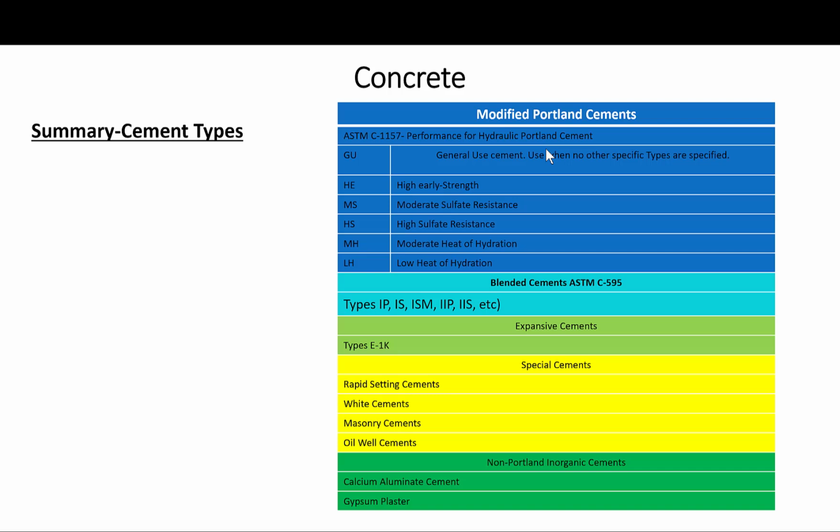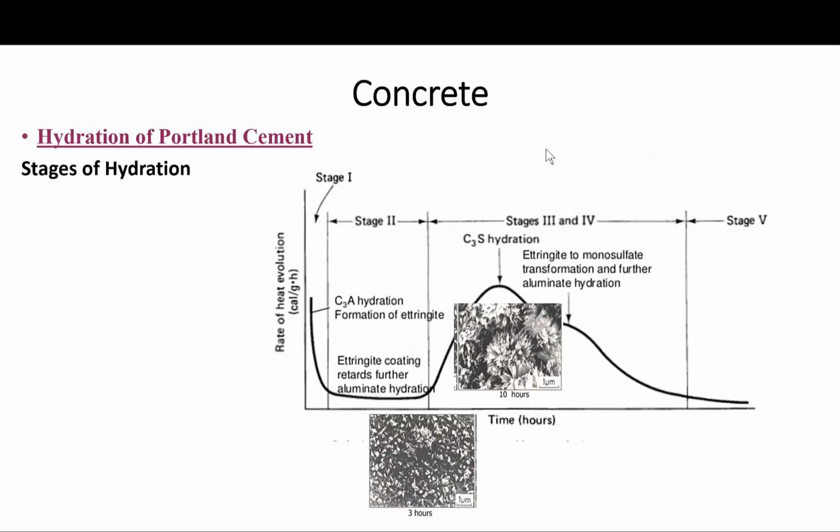We have expansive cements. Sometimes again, we can put these into really good use. We have special cements for certain applications like rapid setting cements, white cements, masonry cements, or oil well cements. And again, we have also non-Portland inorganic cements, like the calcium aluminate cements and the gypsum plaster. That's what we will study.